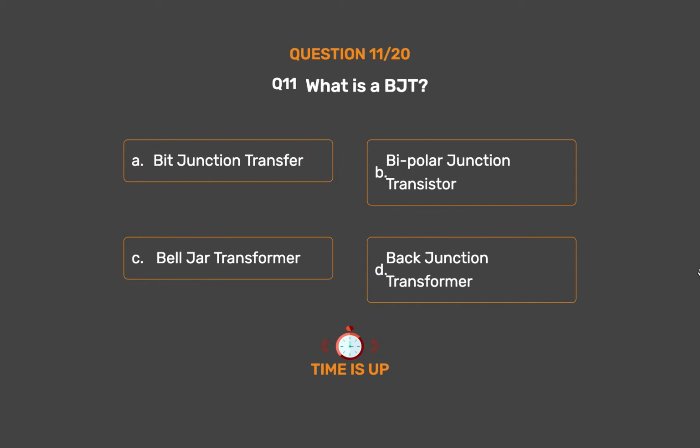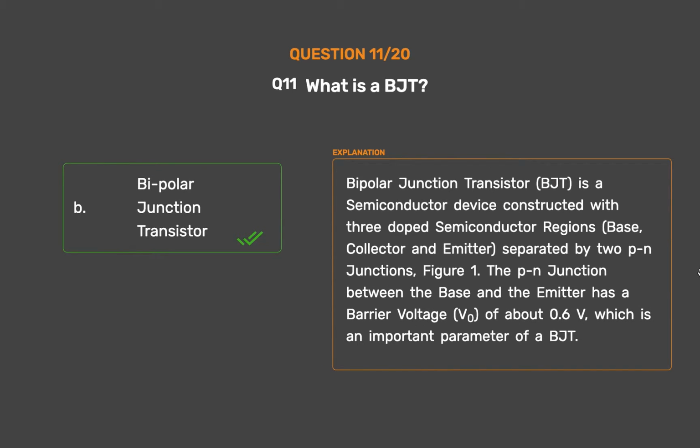The correct answer is option B. Bipolar junction transistor. Bipolar junction transistor, BJT, is a semiconductor device constructed with 3 doped semiconductor regions, base, collector and emitter, separated by 2 p-n junctions. Figure 1. The p-n junction between the base and the emitter has a barrier voltage, V0, of about 0.6 V, which is an important parameter of a BJT.